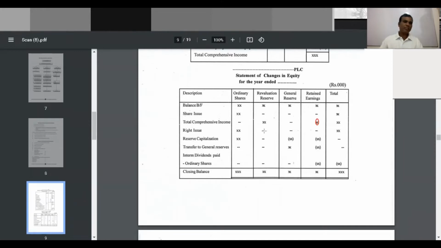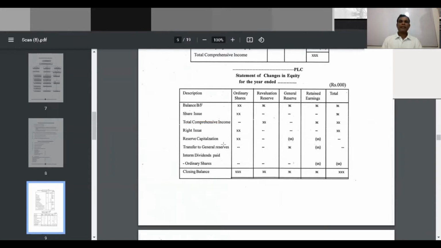The total comprehensive income that we have calculated in the comprehensive income statement should be taken here. The portion of profit for the year should be recorded under retained earnings, and the portion of other comprehensive income should be recorded under revaluation reserve.